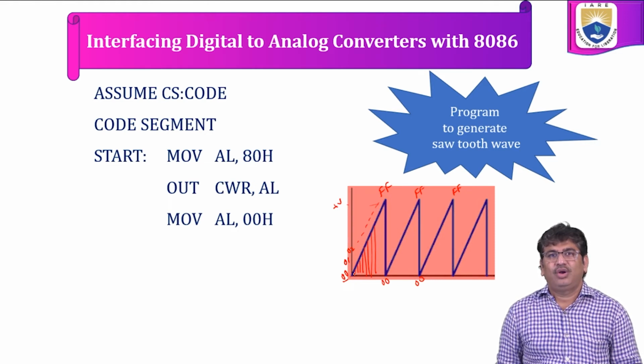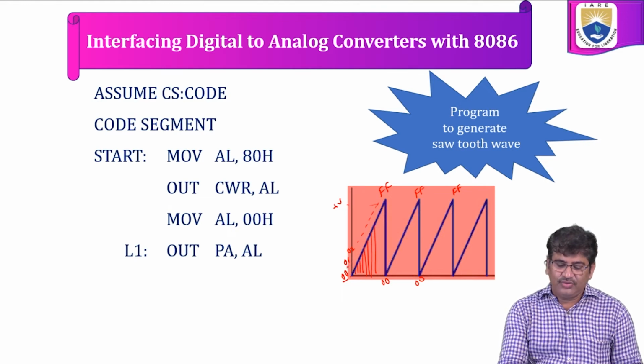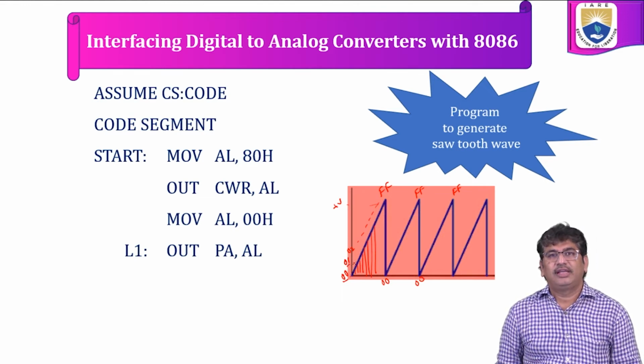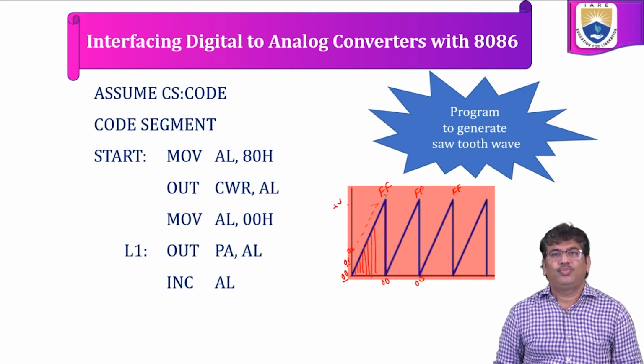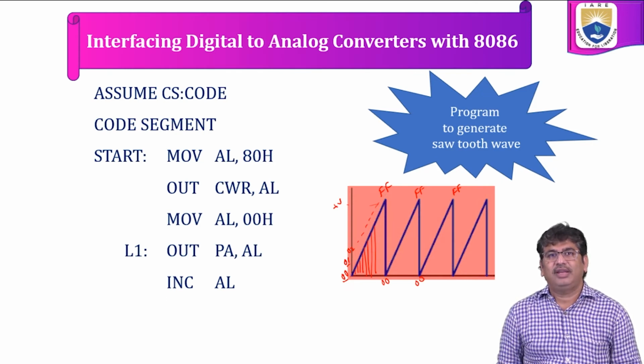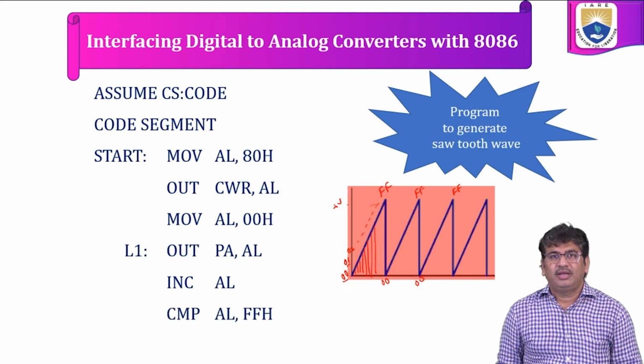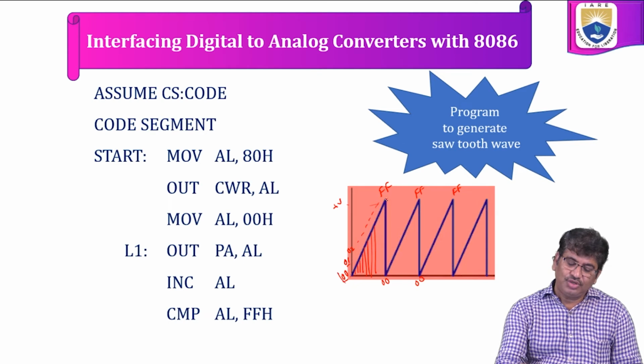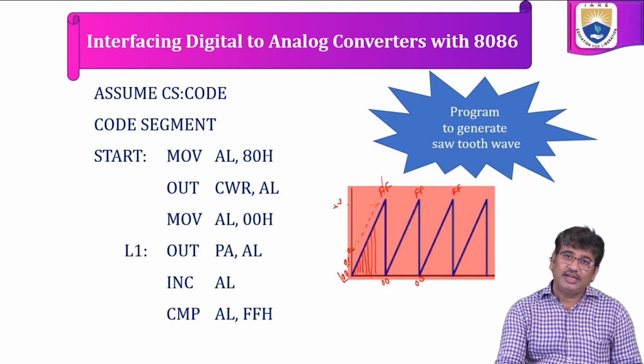Then this value we have to direct to port A. So we write out port A comma AL. Then for getting the next value, which is 01, we go for incrementing AL. Up to FF value, we have to pass this. So we will compare the AL content with FF. Compare AL comma FFH. So now if you see from 00 to FF, the values here are very less.